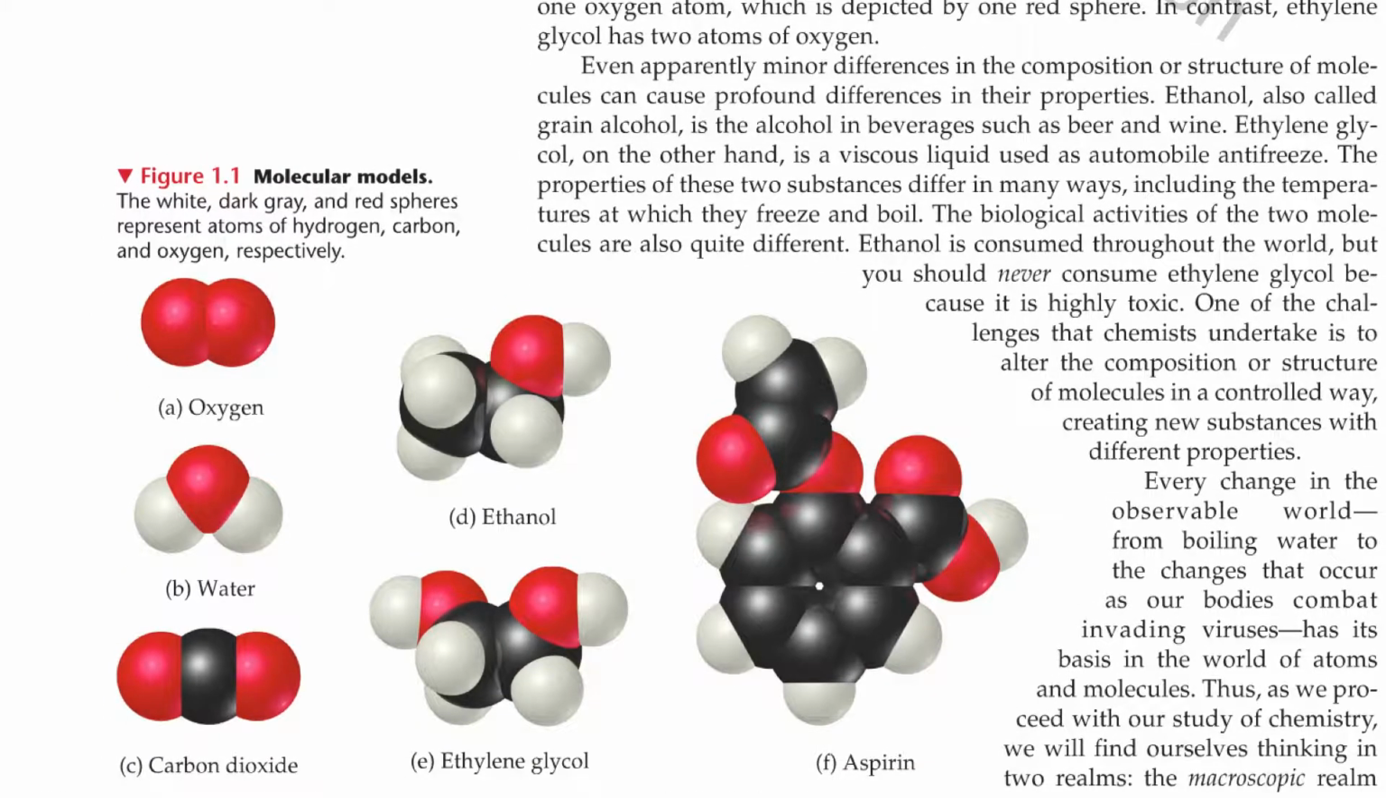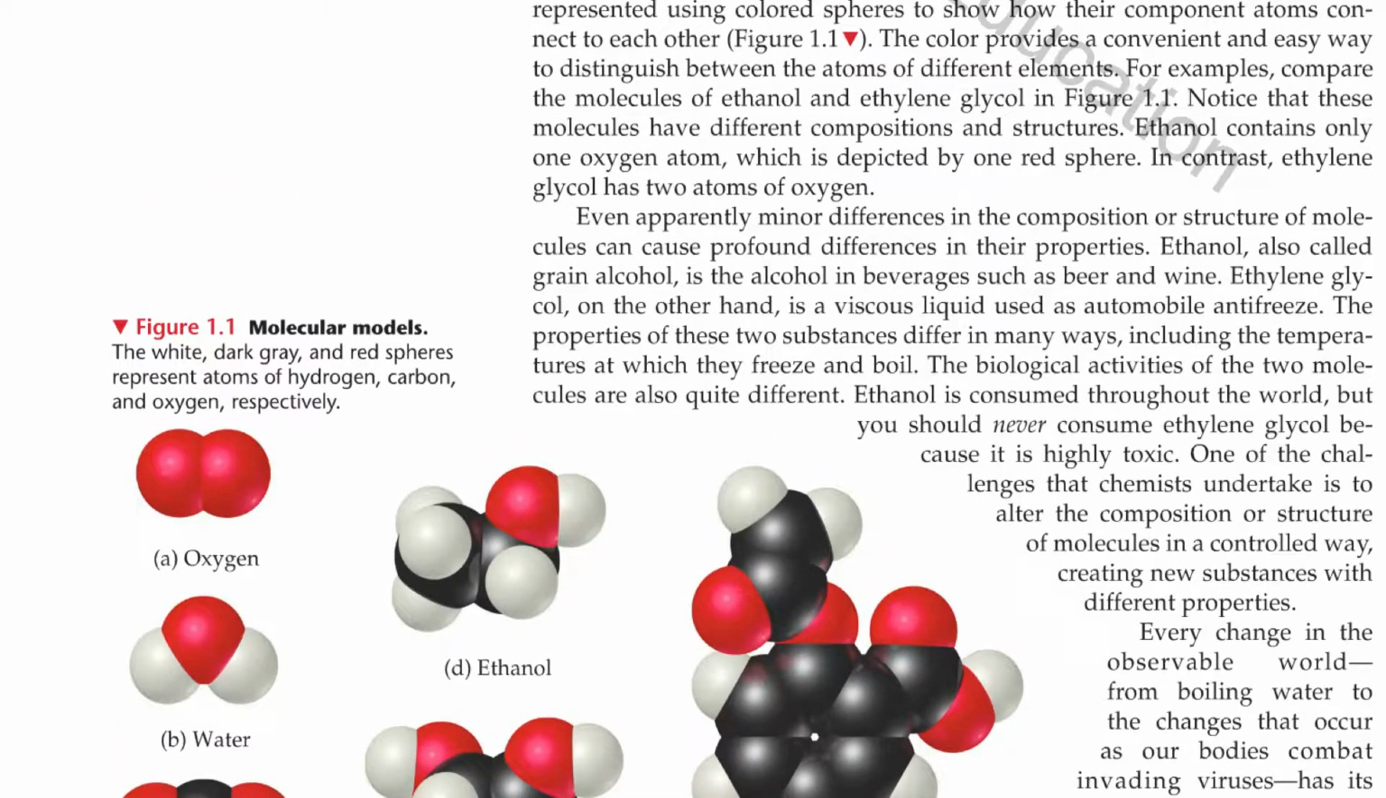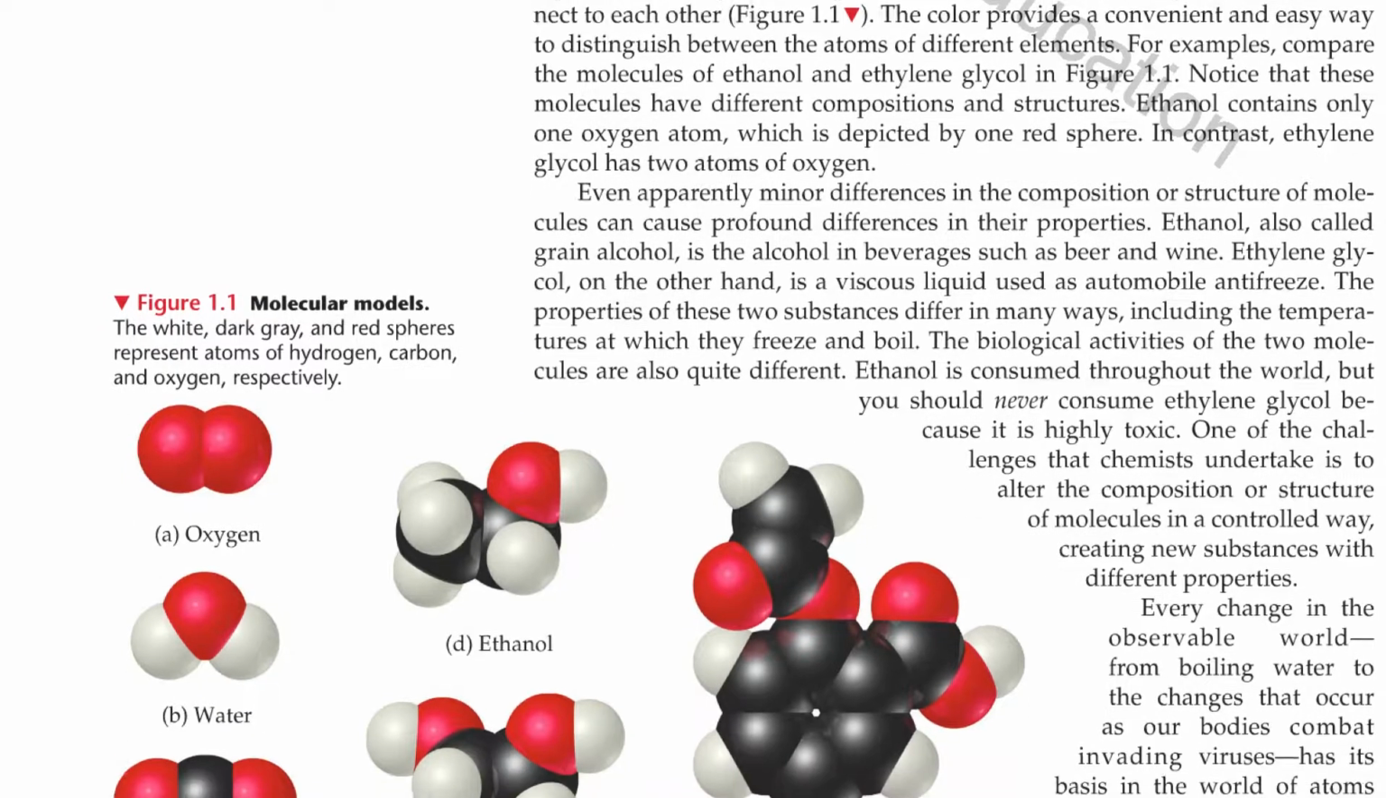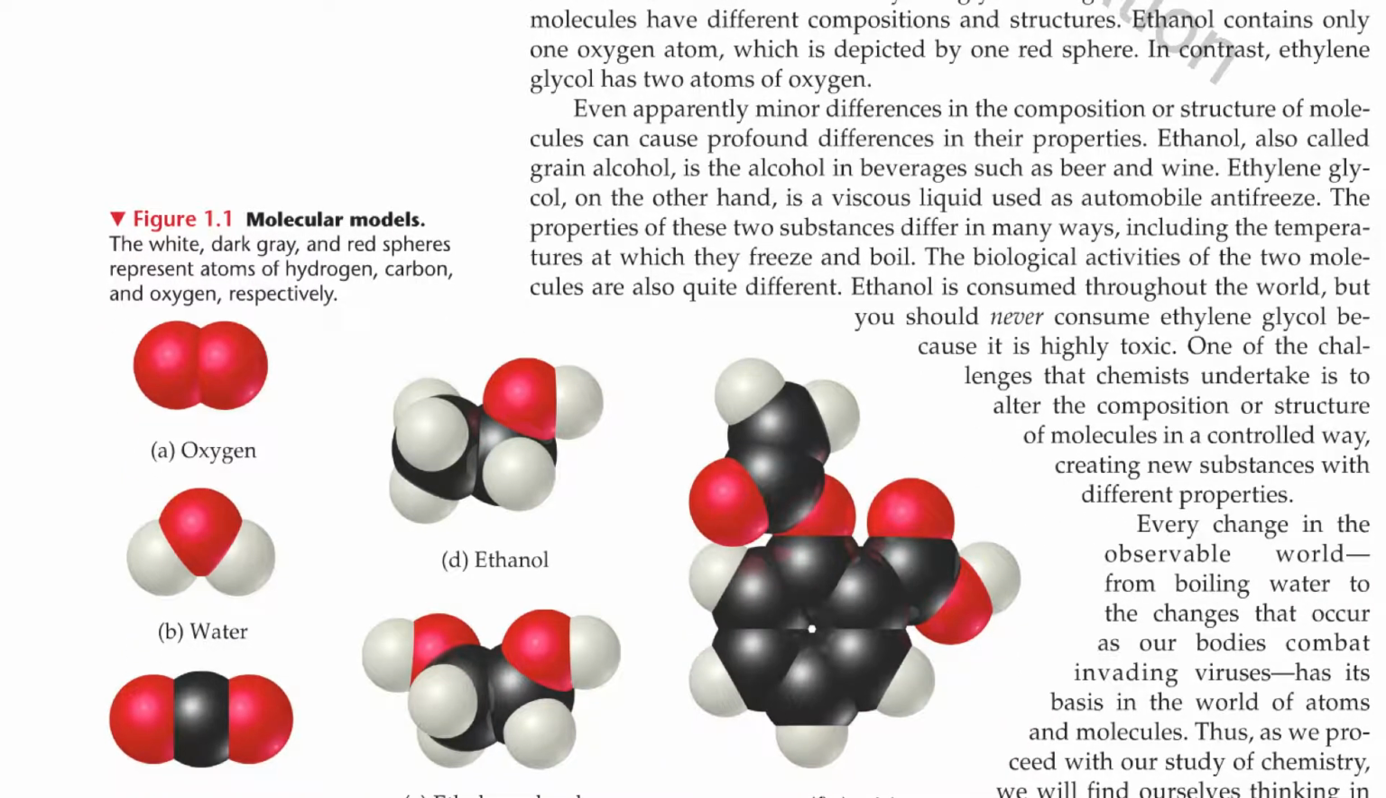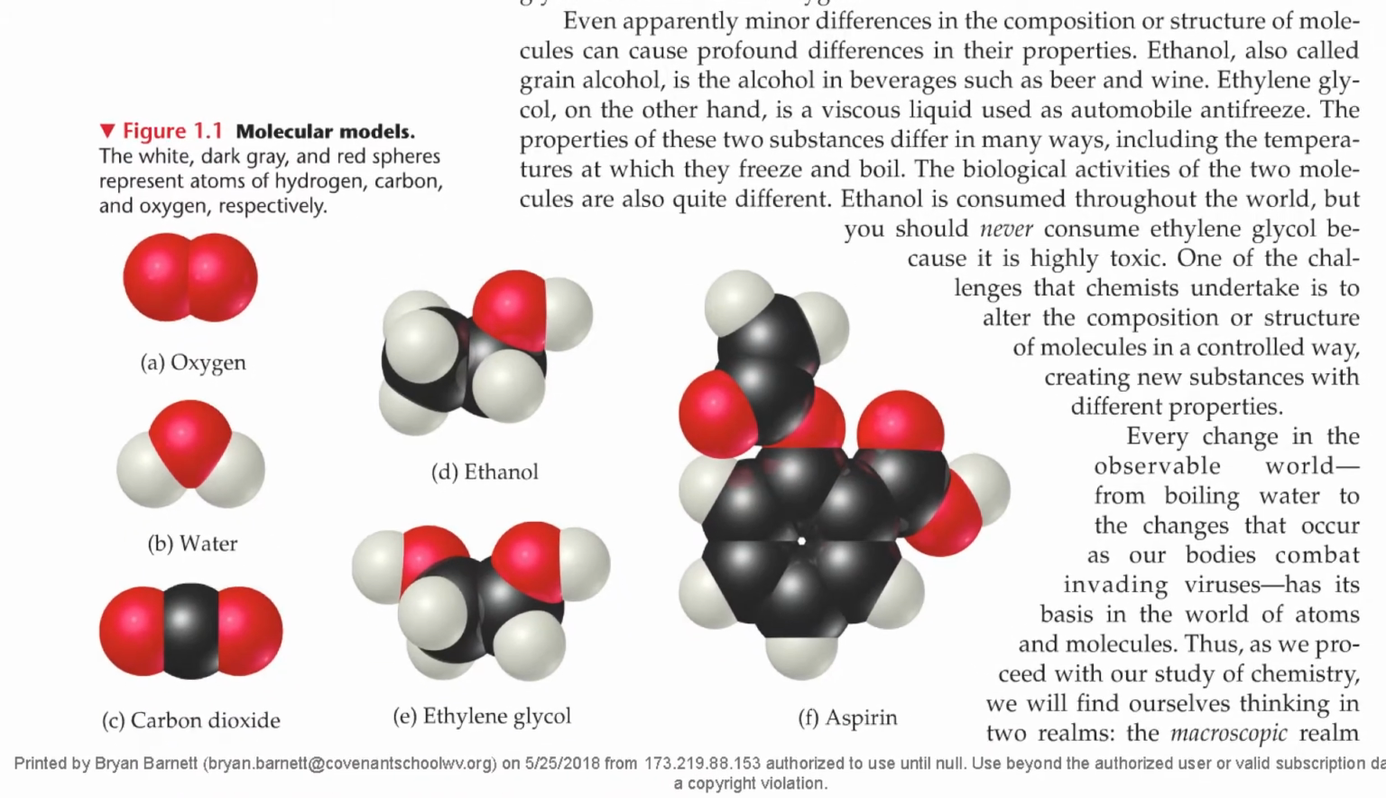Figure 1.1, Molecular Models. The white, dark gray, and red spheres represent atoms of hydrogen, carbon, and oxygen respectively. The color provides a convenient and easy way to distinguish between atoms of different elements. For example, compare the molecules of ethanol and ethylene glycol in Figure 1.1. Notice that these molecules have different compositions and structures. Ethanol contains one oxygen atom, which is depicted by one red sphere. In contrast, ethylene glycol has two atoms of oxygen.